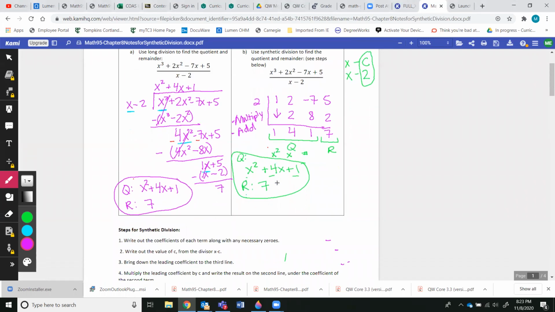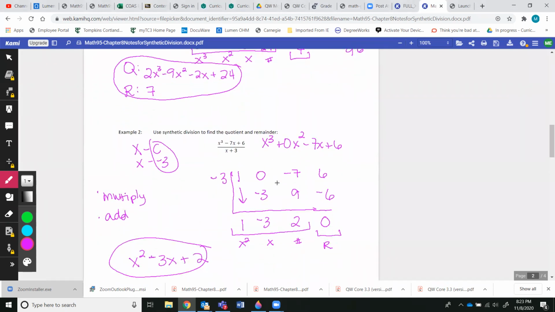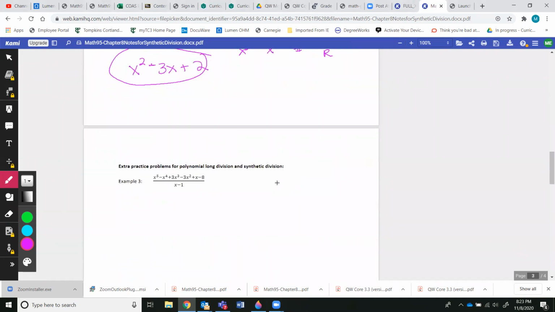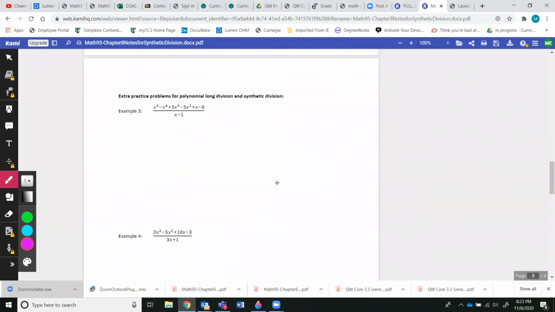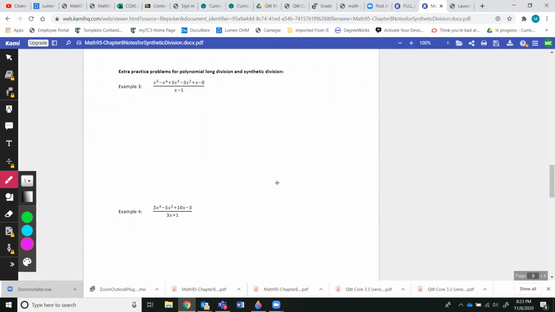So let's take a look. We had some examples that we did with synthetic division, and then we can look at some extra practice problems. Now I have 4 problems here. The first one and the 2 on the following page all can be done with either method. This one right here must be done with long division because there's a 3x there, not just an x in the divisor. So I'm going to show you how to do these both ways.